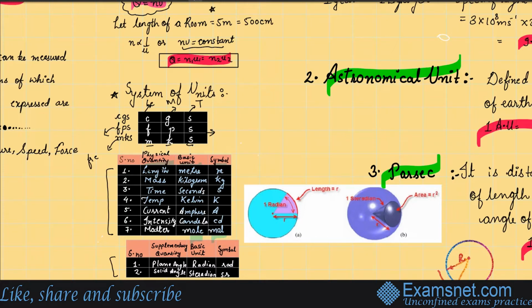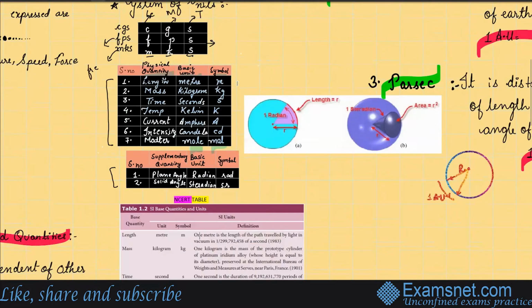Now, what was the need of supplementary units? Other than the 7 units, when we were trying to measure angles, like this particular angle, that particular angle, at that time we needed plane angle and solid angle. The basic unit for plane angle is radian, and the symbol is rad. Solid angle is steradian, and sr is the symbol. So what is radian? What is steradian? Now the question would be, let's study that. You can see this diagram of radian.